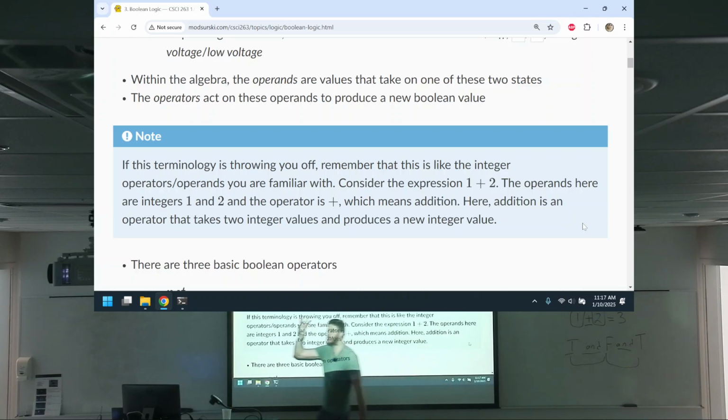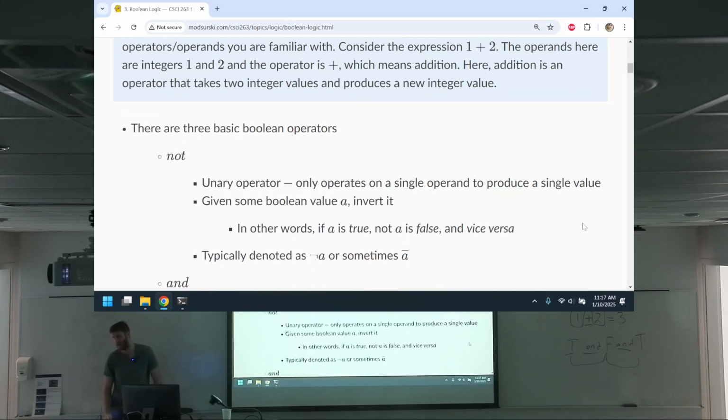There are 3 basic Boolean operators. Not is the unary operator: it only operates on a single operand and produces a single value. Given some Boolean value, we invert it. What do I mean by invert? Just flip it to the other one. There are only 2 binary values, so if it's true, make it false. If it's false, make it true. Like I said, we typically denote it like that, or sometimes like that.